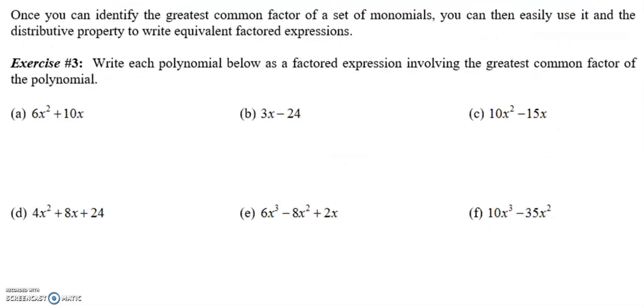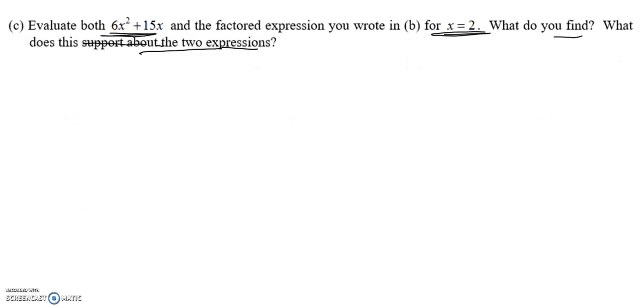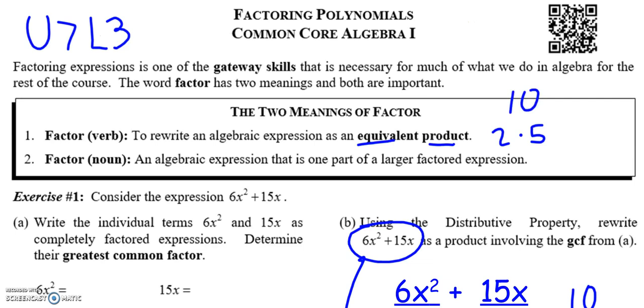All right, for exercise 3, what we want you to do is now completely factor the expression. So you're going to find that greatest common factor. You're going to divide everything out, and basically what we want you to do is write it like we did this term right here.